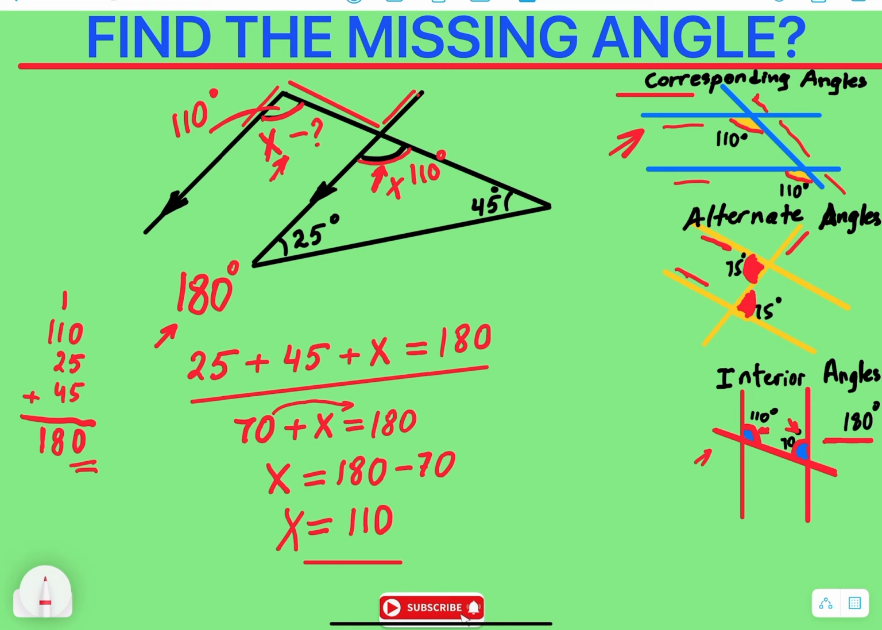See, you learned how we find the missing angle. You learned about corresponding angles, alternate angles, and interior angles. Those are very important parts of algebra and geometry and math.